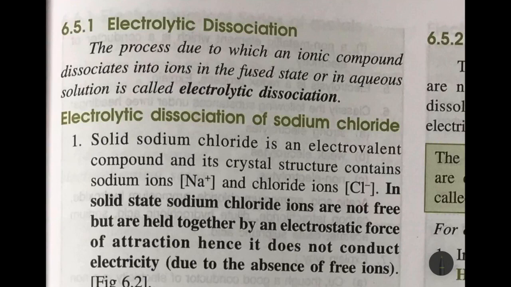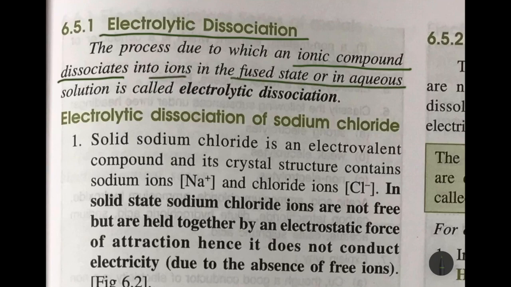Now to continue with the electrolysis chapter, today we are going to start from electrolytic dissociation. Electrolytic dissociation means the process by which an ionic compound, which is formed by the transfer of electrons, dissociates or separates into ions in the fused or in aqueous state. Fused means melted, aqueous means dissolved in water. So this is known as electrolytic dissociation.